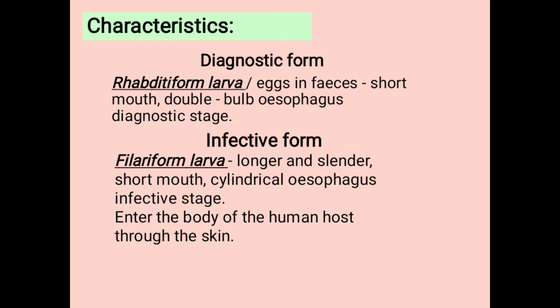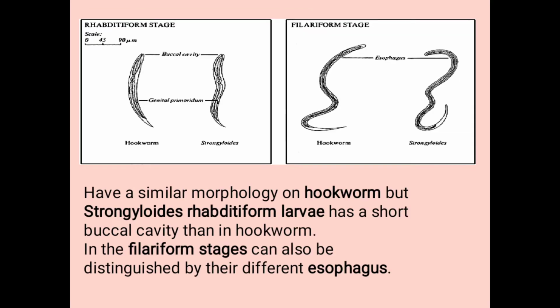So its characteristics. Strongyloides stercoralis has two larval forms, the diagnostic form and the infective form. Its diagnostic form is a rhabditiform larva. It has a short mouth and a double bulb esophagus, the diagnostic stage. Its infective form is the filariform larva. It is longer and slender, with a short mouth and a cylindrical esophagus, the infective stage. It enters the body of the human host through the skin.